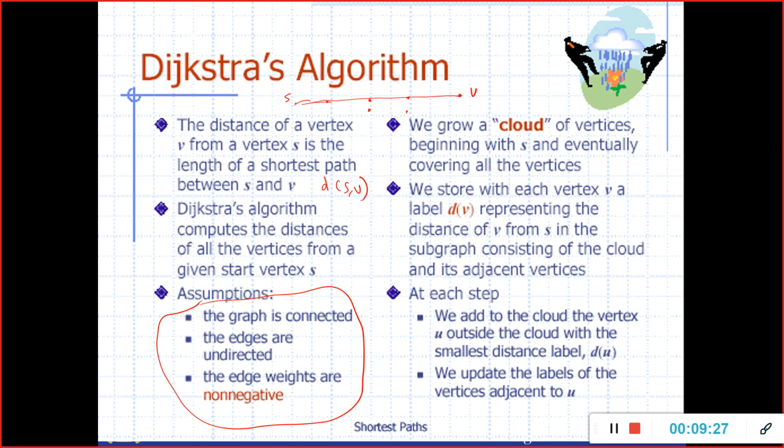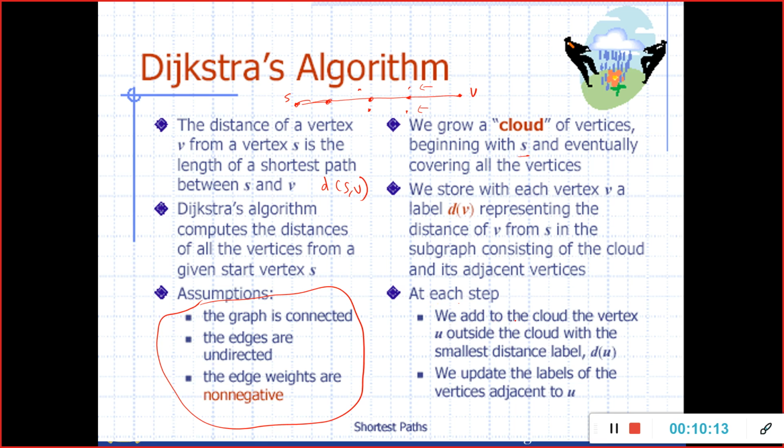We grow a cloud of vertices beginning with S, and eventually covering all the vertices. So let's say all these vertices are possible routes from source to destination V. Sometimes you see this one has one more hop compared to the other two routes, but maybe this is the shortest distance if you only consider the distance from S to V. So you grow a cloud, and there's a technique which I'll show you later. We store with each vertex V a label d(V) representing the distance of V from S in the subgraph consisting of the cloud and its adjacent vertices. I will show you in an example later.